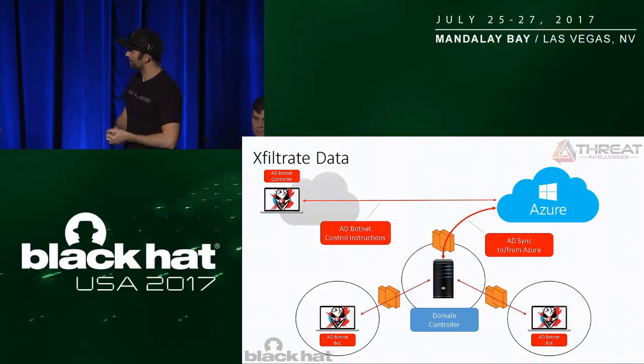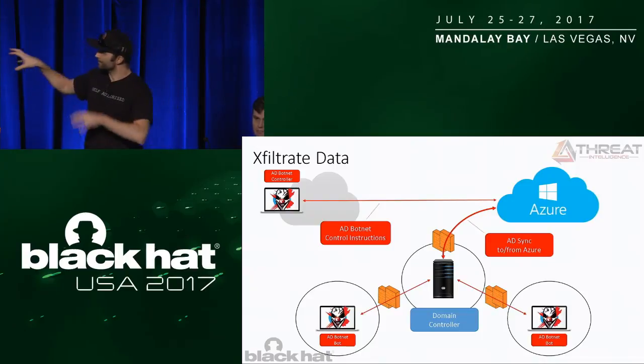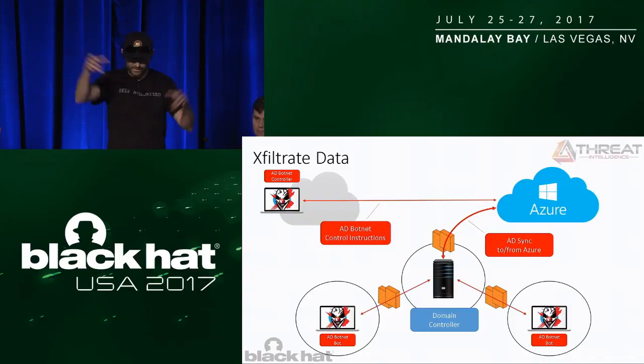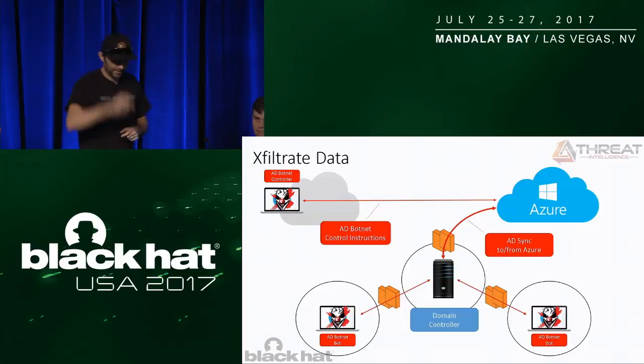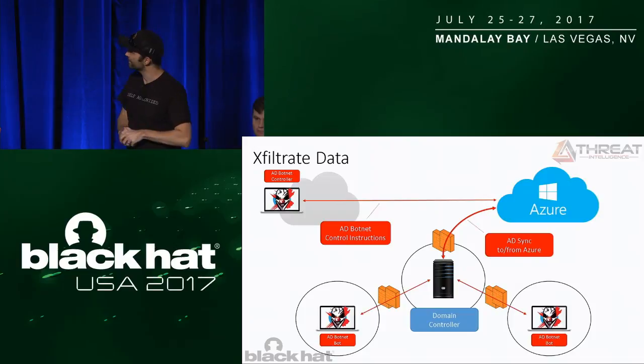This is just a graphical representation of that. You can see that the bots communicate with the domain controller, and it sends the data out via Azure. And then the attacker, the pretty guy in the top left-hand corner there, can connect to Graph API and pull that out.